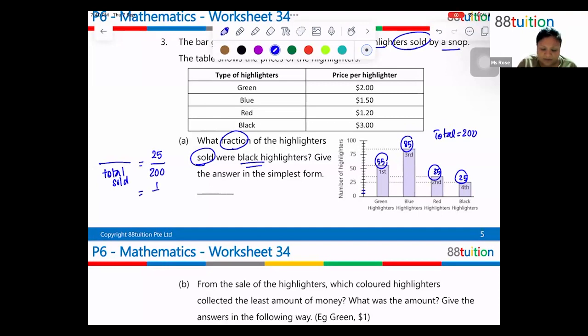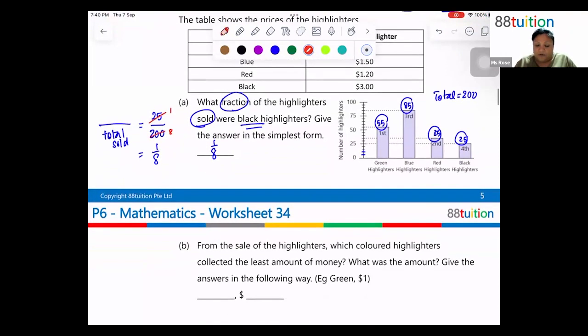Thank you, Hannah. So it is 1/8. So simplify this, divide by 25. I get this. Now, from the sale of the highlighters, which colored highlighters collected the least amount of money?